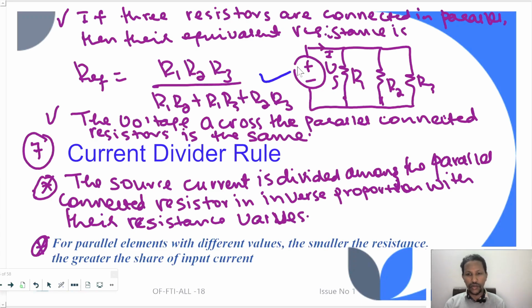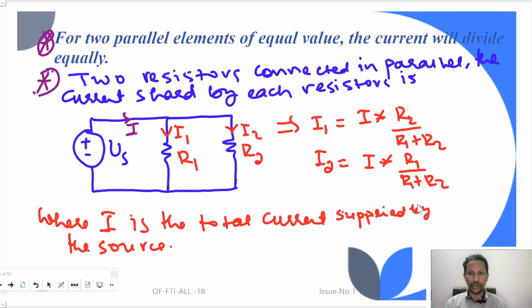Now the current divider rule. The source current is divided among the parallel connected resistors in inverse proportion to their resistance values. That means for parallel elements with different values, the smaller the resistance, the greater the share of the input current. For two parallel elements of equal value, the current will divide equally. For two resistors connected in parallel, the total current is shared by R1 and R2 using this formula, where I is the total current supplied by the source.